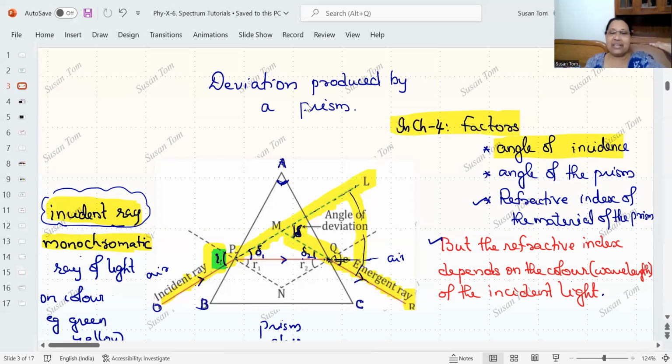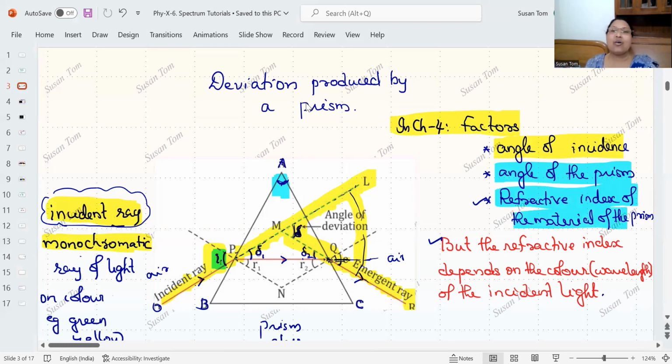We had seen the dependence: as the angle of incidence varies, the deviation produced first decreases and comes to a minimum. Then on further increasing the angle of incidence, the deviation increases. This is what was seen. So it depends on the angle of incidence in any case. Then the second factor is the angle of the prism. In this case, I have taken an equilateral prism, so each angle is 60 degrees. The more the angle of the prism, the more is the deviation produced. And the third was the refractive index of the material of the prism.